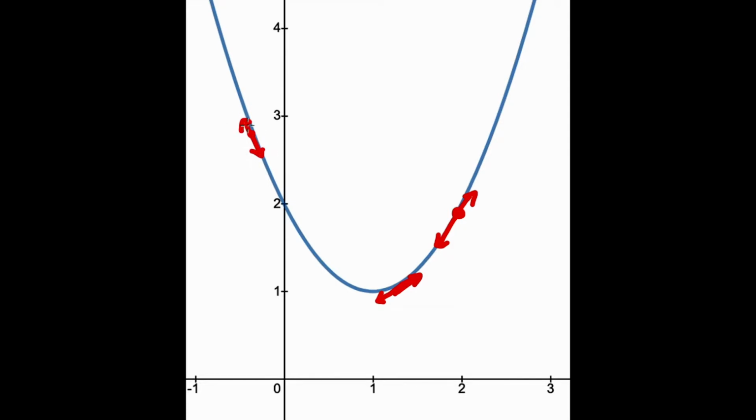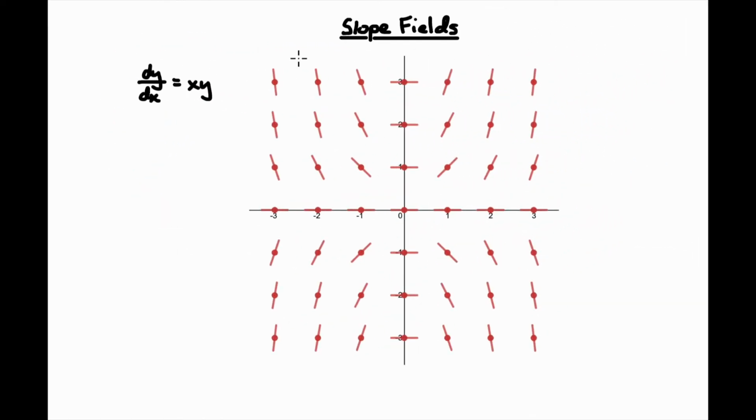Slope fields are the opposite of this, in that instead of finding the tangent lines, you're given those little tangent lines, and then you're trying to create a graph based on those given tangent lines. That probably doesn't make much sense yet, so it's good to see an example first. So we have this example right here. It says dy over dx is equal to x times y.